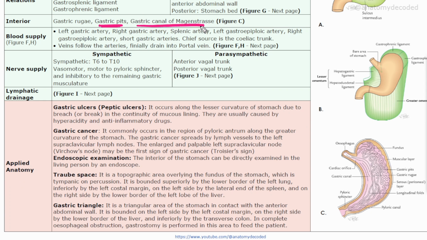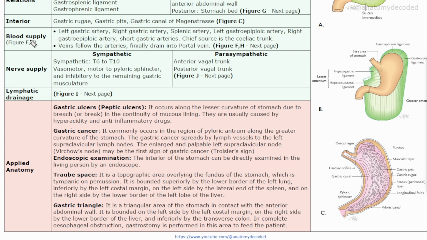And there is the gastric canal of Magenstrasse. At the level of the lesser curvature of the stomach, on the inner aspect, there is a canal in which rugae are very few. It is like a canal through which fluids can pass, that is referred to as the gastric canal.